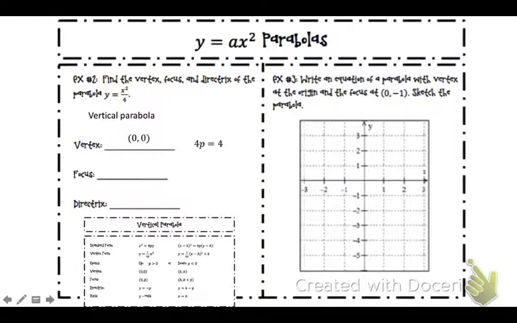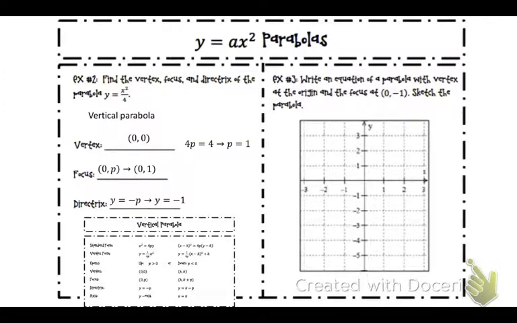My focus, I'm going to set 4p equal to 4, because if you look at that vertex form right there, it's y equals 1 over 4p x squared. So I'm going to set 4p equal to 4, divide by 4, and you get p equals 1. So my focus is 0, p, which is 0, 1. Directrix is just opposite that, so it's y equals -p, y equals -1.